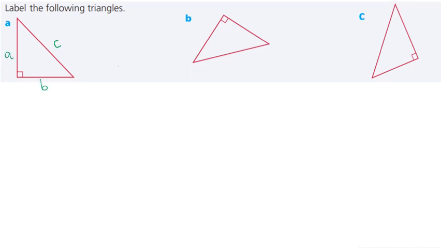Okay, the next one. I'm looking for the side that's opposite the right angle. This is the right angle, opposite it over here, so that makes this C. And the other two sides A and B. And the last one, I'm looking for the side opposite the right angle, which is over here, C, and the other two sides I label A and B.